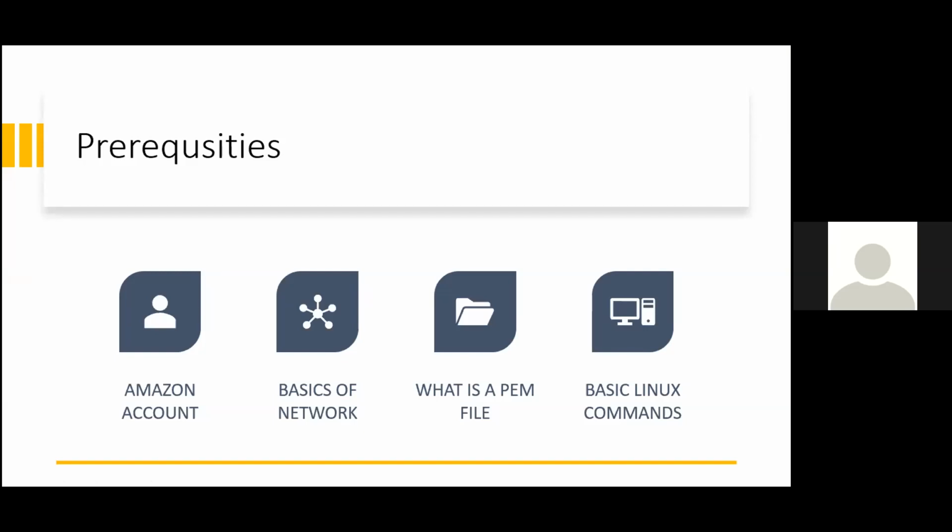So essentially, what are the things I need if I want to create a simple Linux instance on AWS? I need a simple Amazon account. I should know the basics of networking and a few protocols. Then, what is a PEM file? This is for authentication of the users. This is what will be required. And once I create the instance, what do I do with it? For that, some basic Linux commands, where you can play around with the Linux machine.